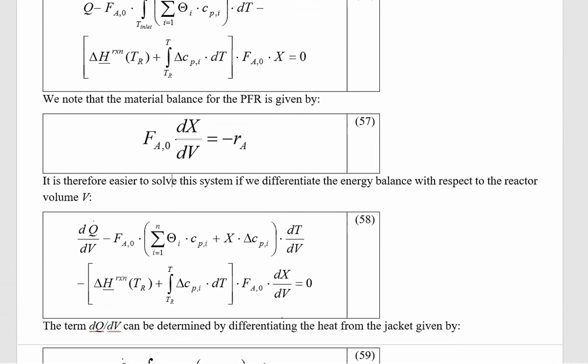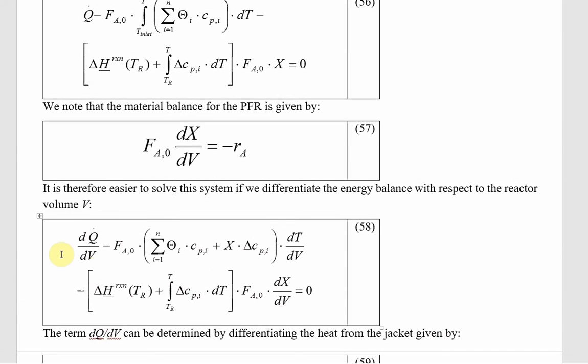And so that's what we do down here. So you can see dQ dV, and then when we differentiate here, you can see that we take the factor in here, and then we take a dT dV. So we've got dT dV times, not times, we are integrating in T here. So then when we differentiate this, we take this factor and then times dT dV, right?